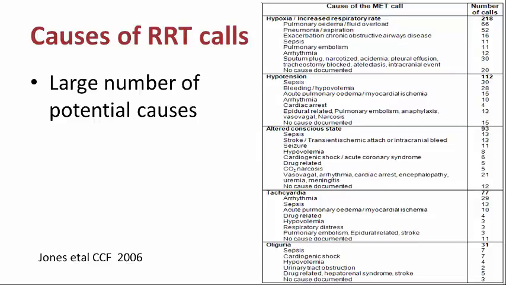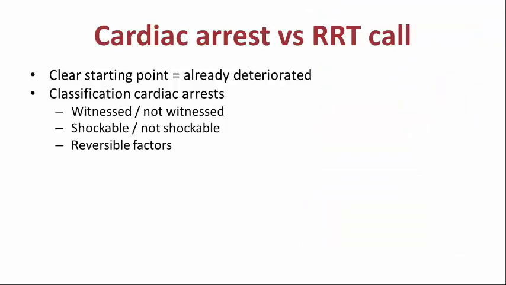And so this is a publication that we did just from 400 MET calls at the Austin, where we just looked at what the registrar and the nurse thought was wrong with the patient in 2006. And there were clearly some multiple causes within each of the MET calls. But just for hypoxia, for example, there are multiple different causes. So this is a very important distinction between cardiac arrests and rapid response team calls.